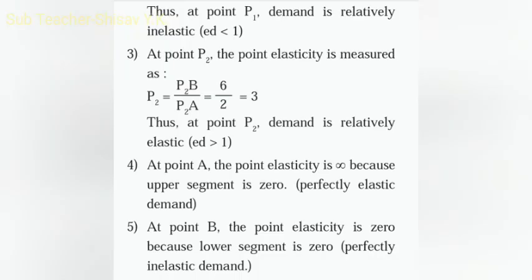Then third point, point P2, the point elasticity is measured as EP2 is equal to P2B upon P2A is equal to 6 upon 2 is equal to 3, and 3 is greater than 1, so it is a relatively elastic demand. At point A, the point elasticity is infinite because upper segment is 0 and it is known as perfectly elastic demand. At point B, the point elasticity is 0 because lower segment is 0 and it is a perfectly inelastic demand.